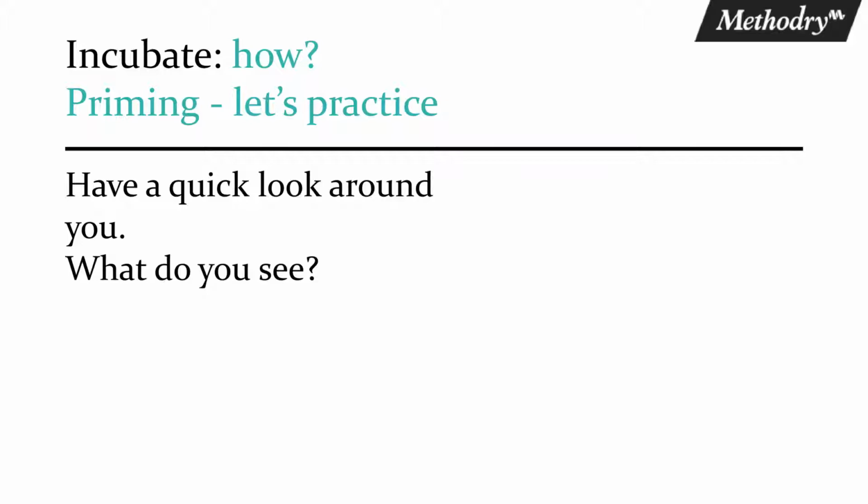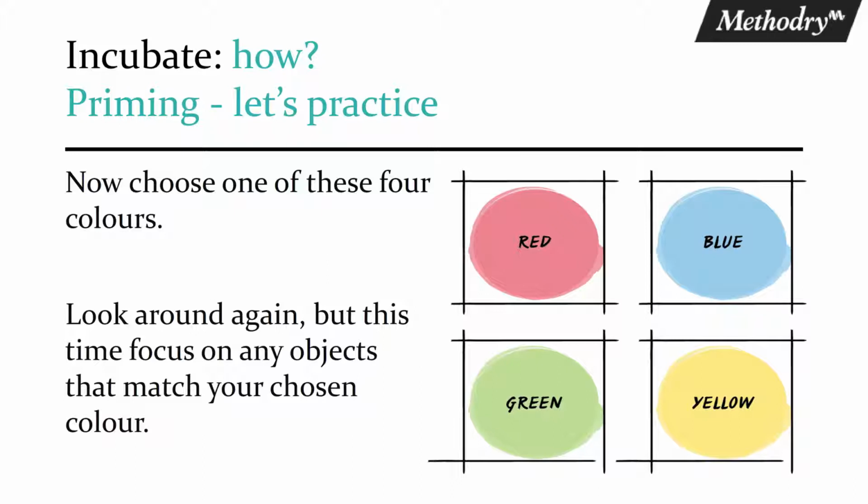So as a little bit of practice for priming your brain, you've all got an understanding of what the opportunity is that you've got to solve, but what I want you to do is have a quick look around the room that you're in right now and make a mental note of some of the things that you see. Now what I want you to do is choose one of these 4 colors: red, blue, green, or yellow. Now look around the same room, but this time, see if you notice anything different.